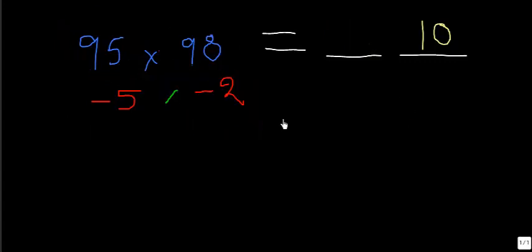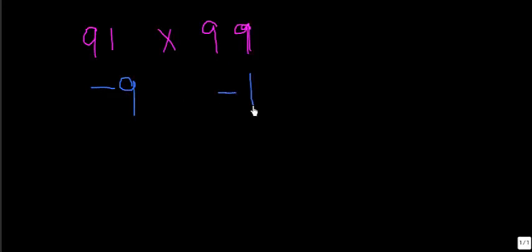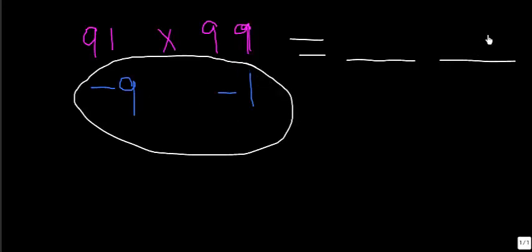Let's quickly do another example. This time we'll take the extremes possible. This time let the numbers be 91 times 99. And as you know, first we have to calculate the gap or the difference. For 91, it is minus 9, and for 99, it is minus 1. Well, the answer is of two parts. And the right part, the product of these two, will be 9.